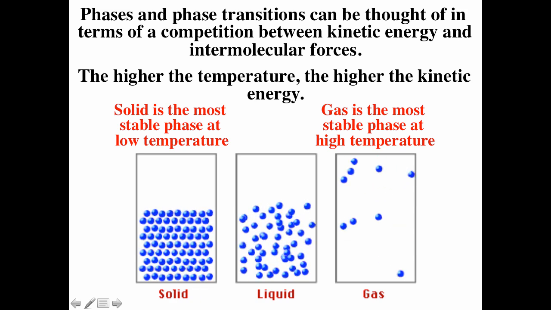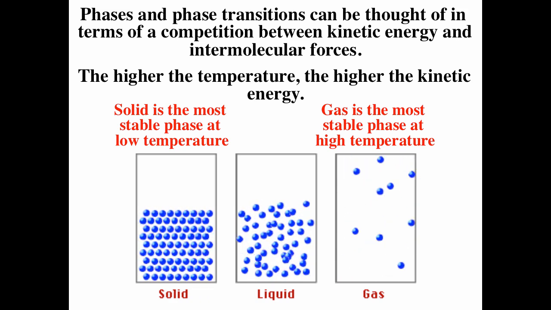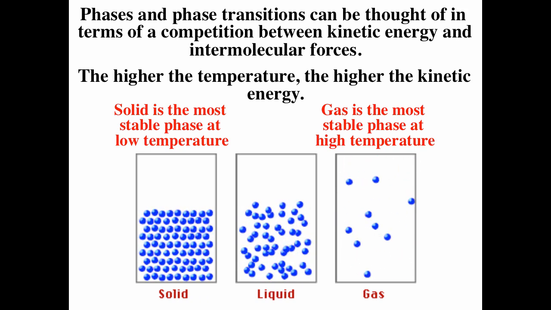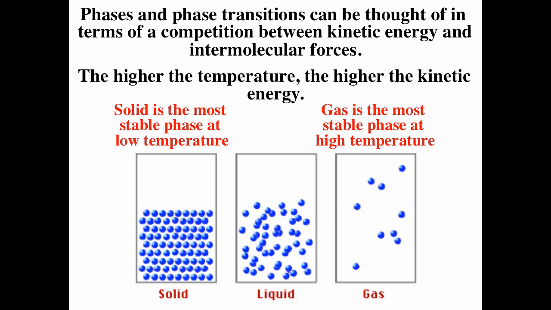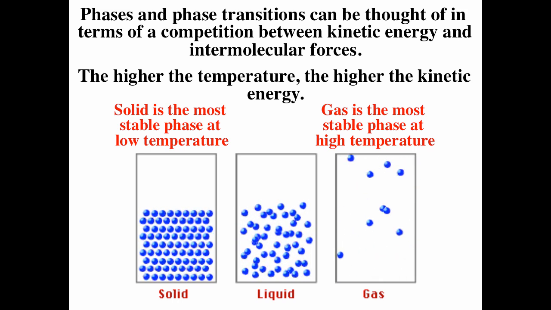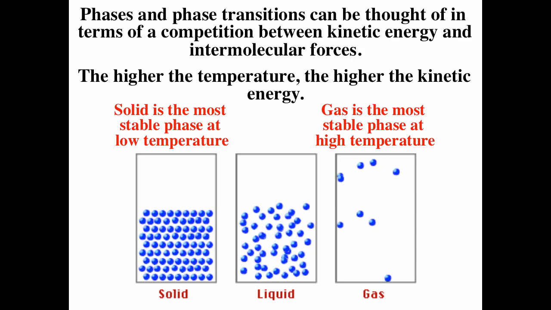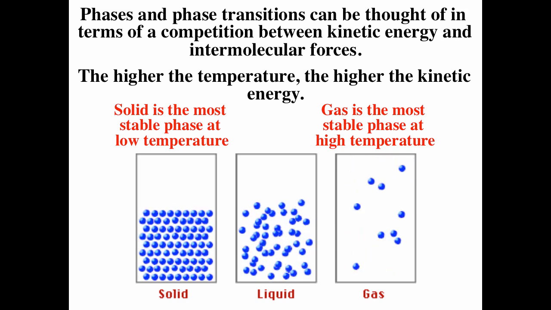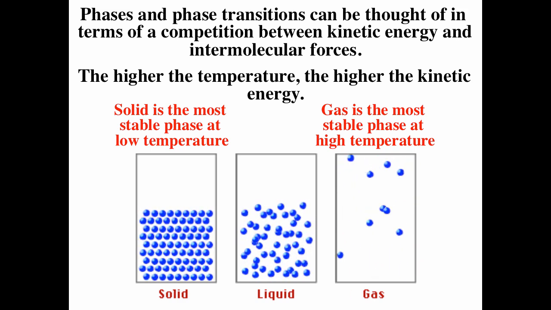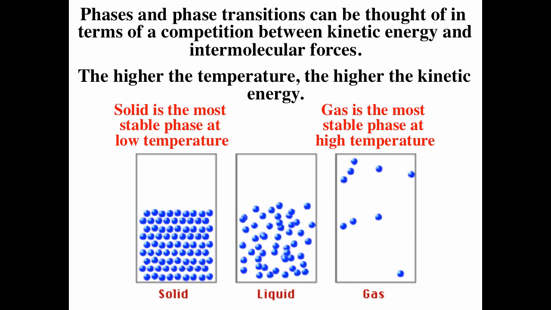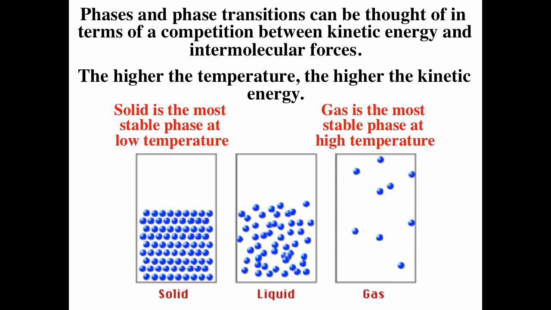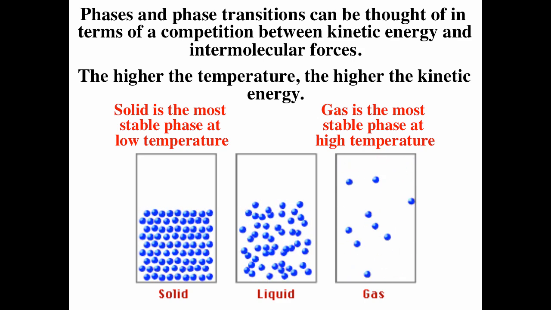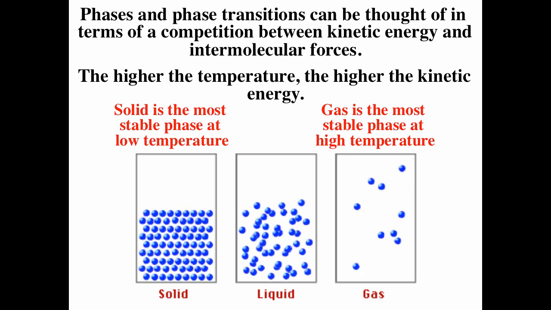And so phases and phase transitions can be thought of in terms of a competition between kinetic energy and intermolecular forces. The higher the temperature, the higher the kinetic energy of the particles. In solids, you still have motion. You always have motion, even at 0 Kelvin. Again, 0 Kelvin just means the lowest energy states are filled. But you only have vibrations in solids. And then for gases, intermolecular forces are typically negligible, and you just have kinetic energy. And for liquid, you're somewhere in between, where the intermolecular forces are strong enough that they hold the liquid together, but the particles can still move relative to one another. I hope that helps.